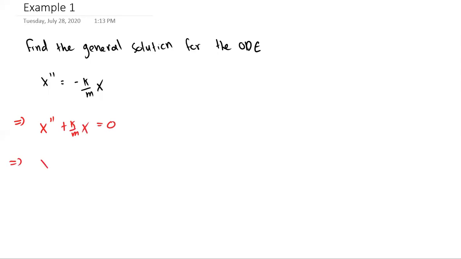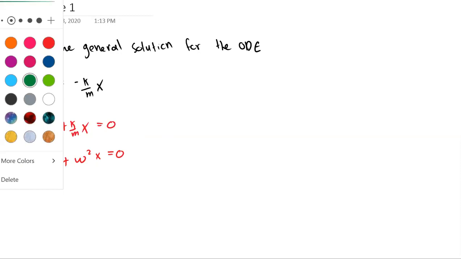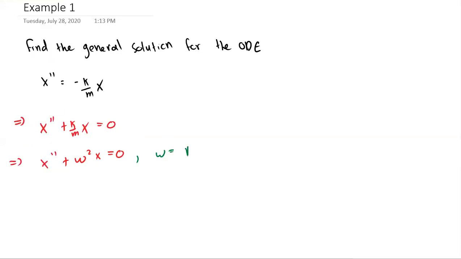And then they'll rewrite it as x double prime plus omega, a Greek letter omega. We already are working with two Greek letters, alpha and beta, which are well known, so I don't mind using those. Omega is not as well known, so instead of calling it omega, I'm just going to call it w. So plus w squared x equals 0, where w is the square root of k over m. So if w is the square root of k over m, then w squared is k over m.